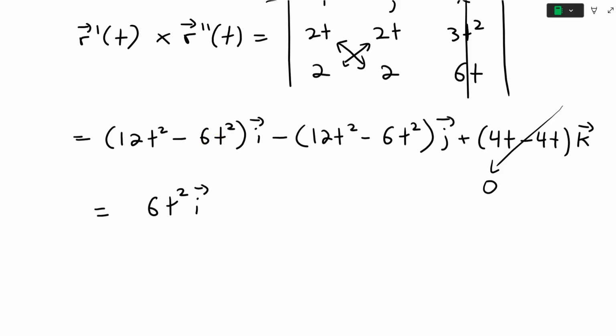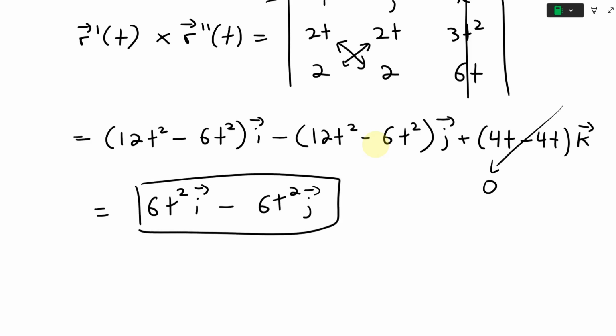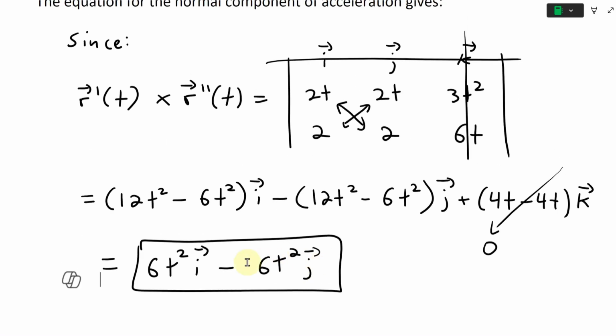Then minus, this one's going to be 12t squared minus 6t squared. That's just 6t squared. So 6t squared there, and then j. So that is our cross product there. All right, I'll put it here.